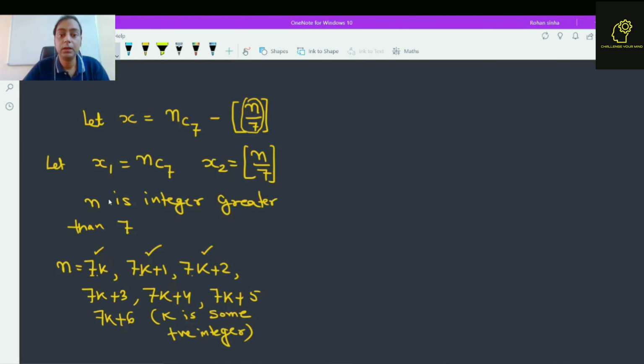Now, what does it mean? If n is in this form, then the greatest integer of n by 7 is equal to k only. In all the cases, what about the greatest integer of n by 7? It is k.